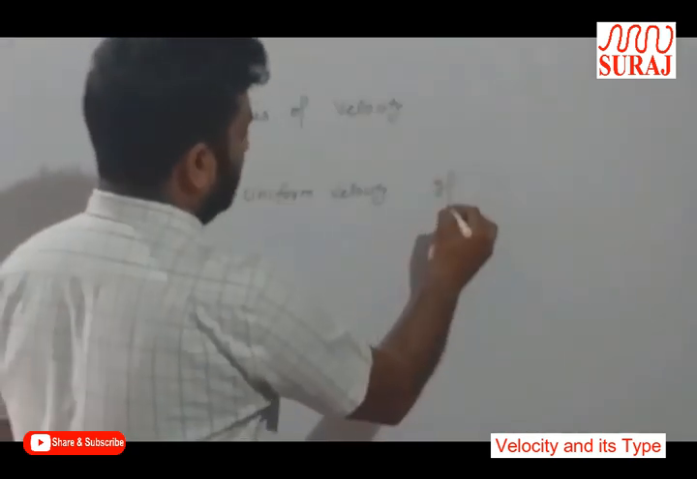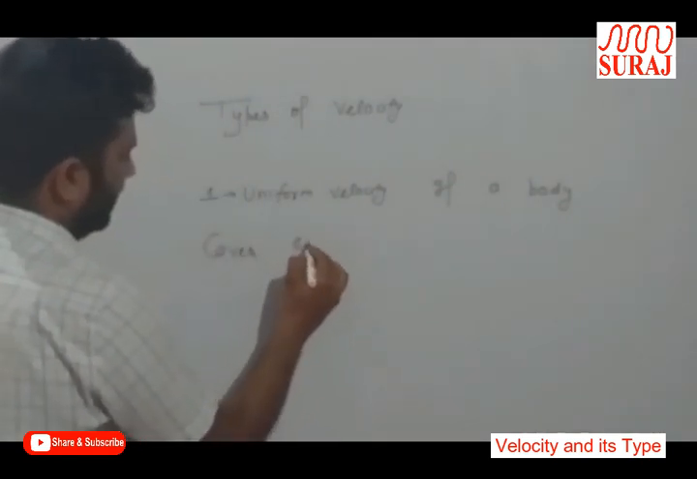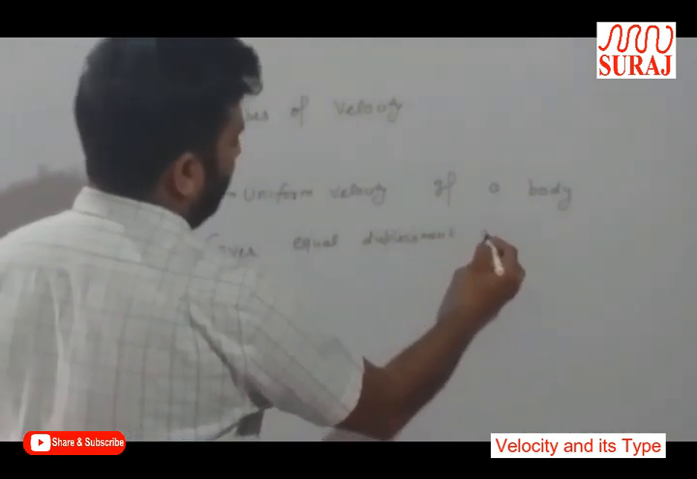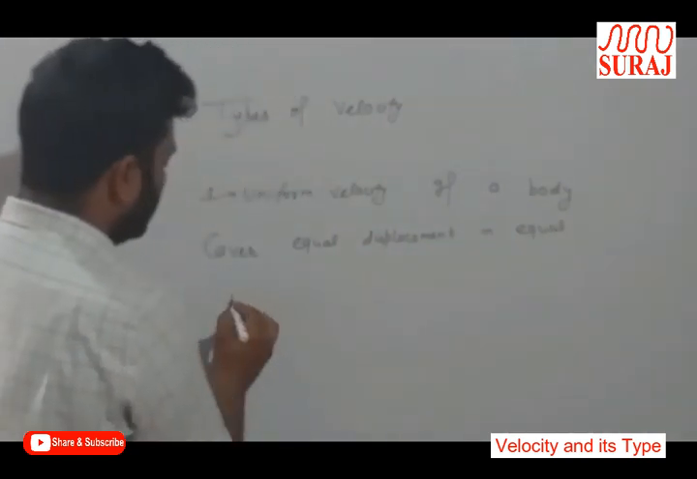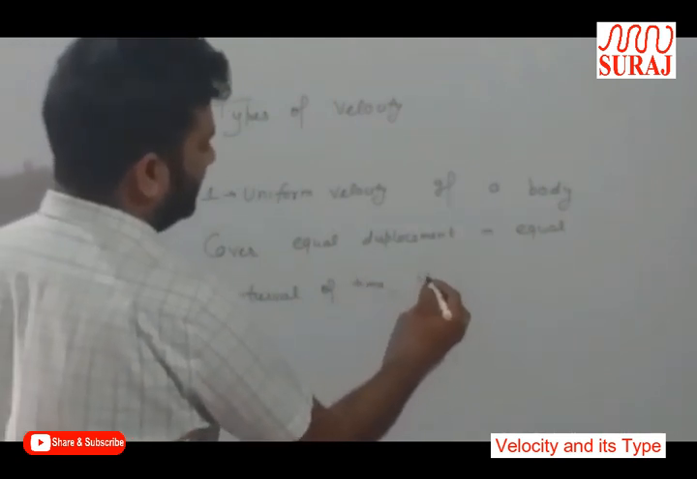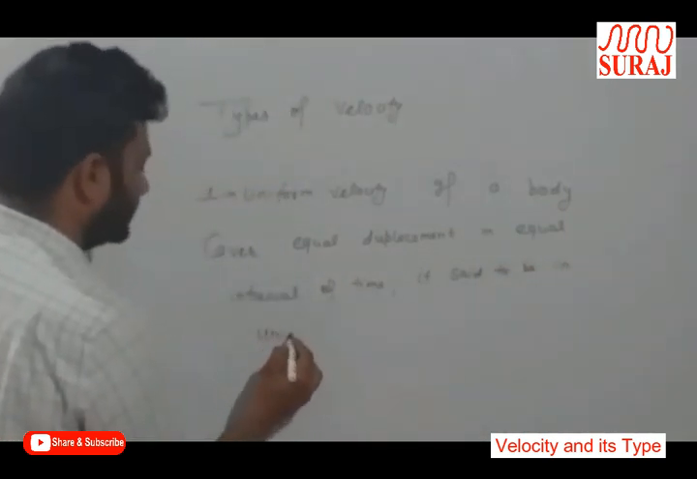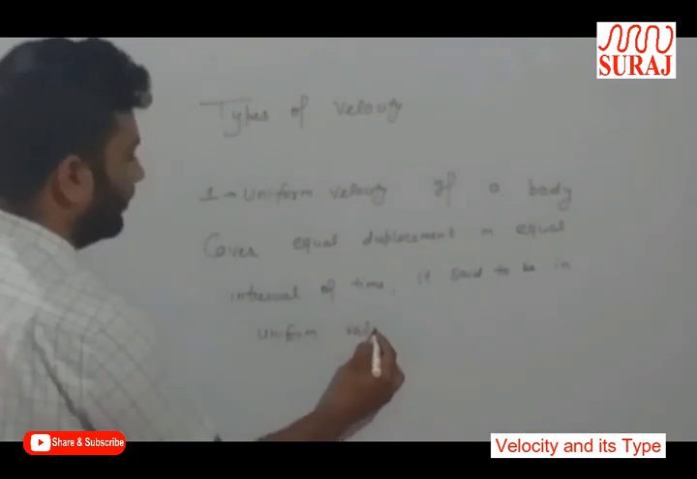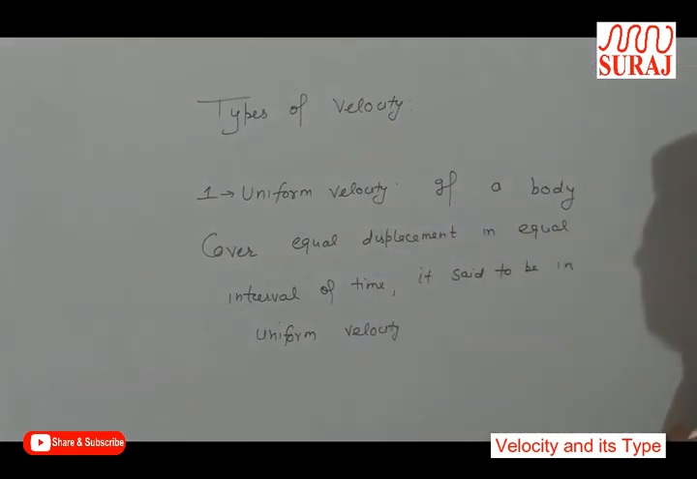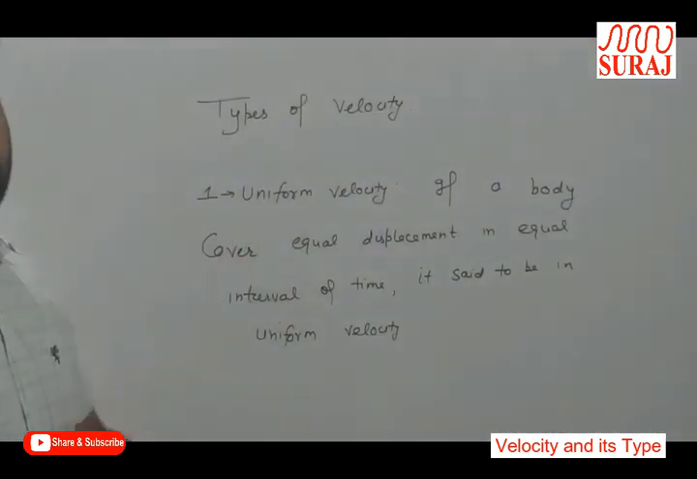If a body covers equal displacement in equal interval of time, then it is said to be in uniform velocity. Here we can also say that if a body changes equal displacement in equal interval of time, then it is also said to be uniform velocity.